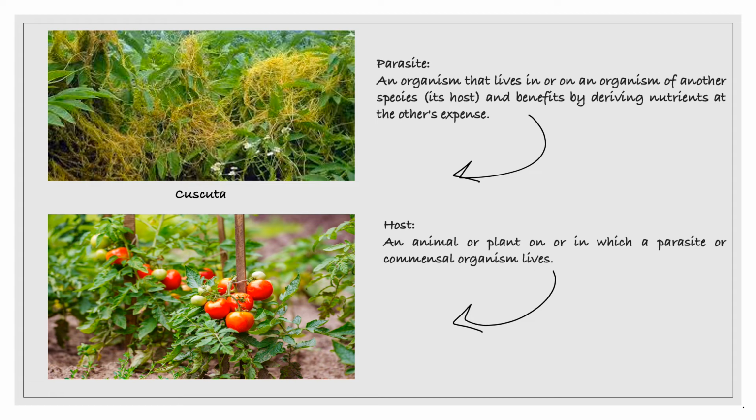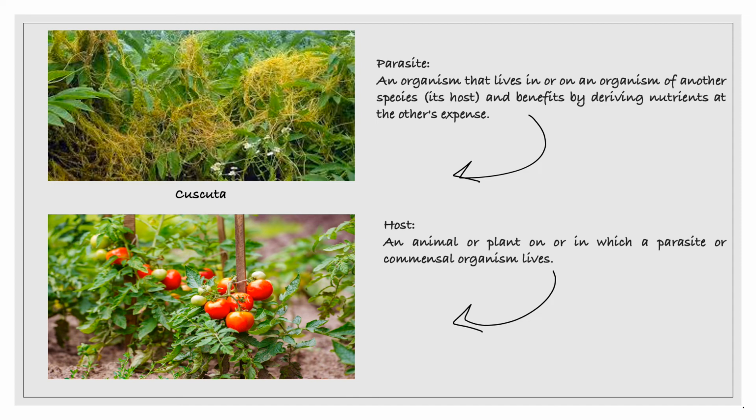Now, if you look at the picture on the left, you can see that there is a green colored plant, and on the green plant you can see that there is this yellowish string-like structure. That is another plant. The yellow plant is called cuscuta or amarbel. So this amarbel plant is a parasite because it lives and grows on this green plant. So amarbel cannot carry out the process of photosynthesis. So what it does is it lives on another green plant.